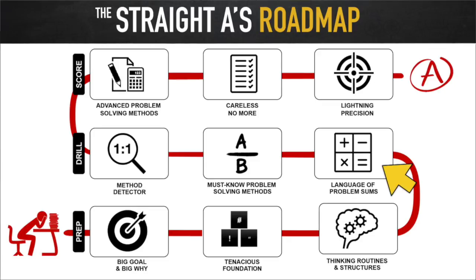In our programs, we actually go through every single one of these phases, the 3 parts, which is prep, drill, and score. Actually, the next step for your child after knowing the language of problem sums is to know what the must-know problem-solving methods are. And then they have to identify or detect which one to use, because there are so many of them, right? So the must-know ones, there are 20.